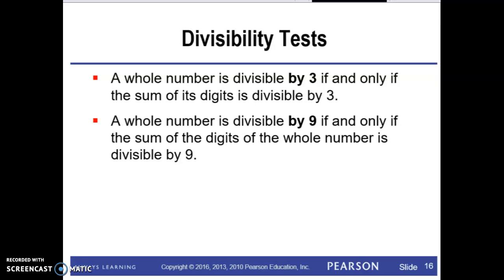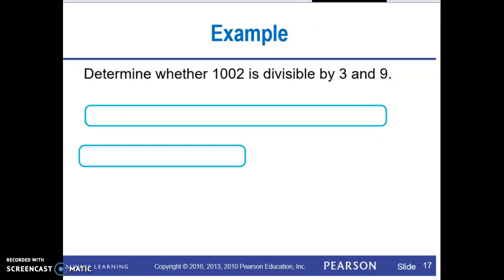Interestingly, the same divisibility rule will work for 9. If the sum of the digits is divisible by 9, then the number itself was divisible by 9 to start with. Okay, let's experiment with these. So let's look at the number 1002. I want to know if the number 1002 is divisible by 3 and 9.